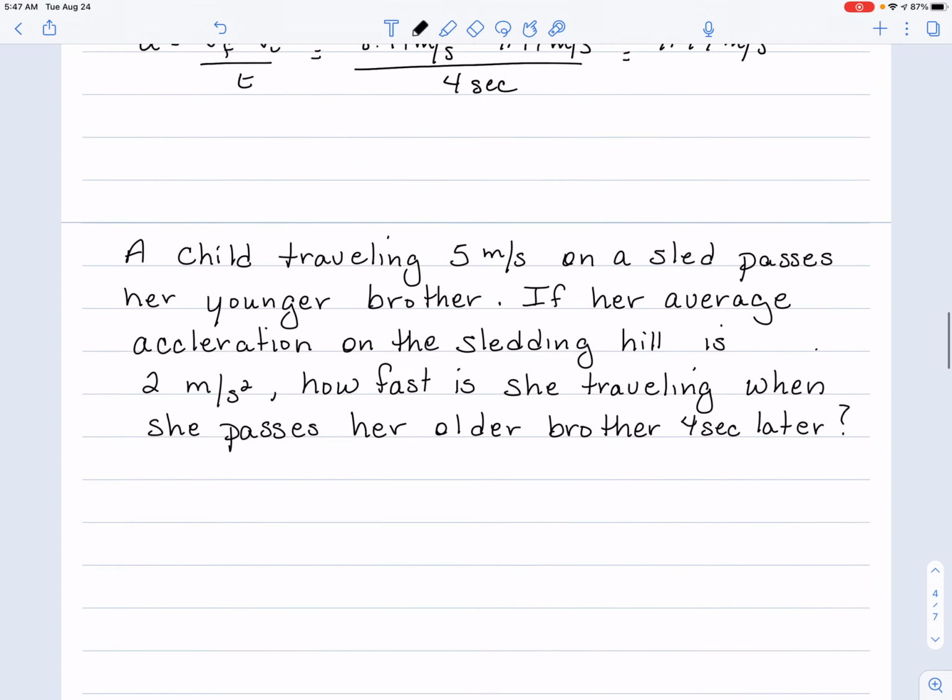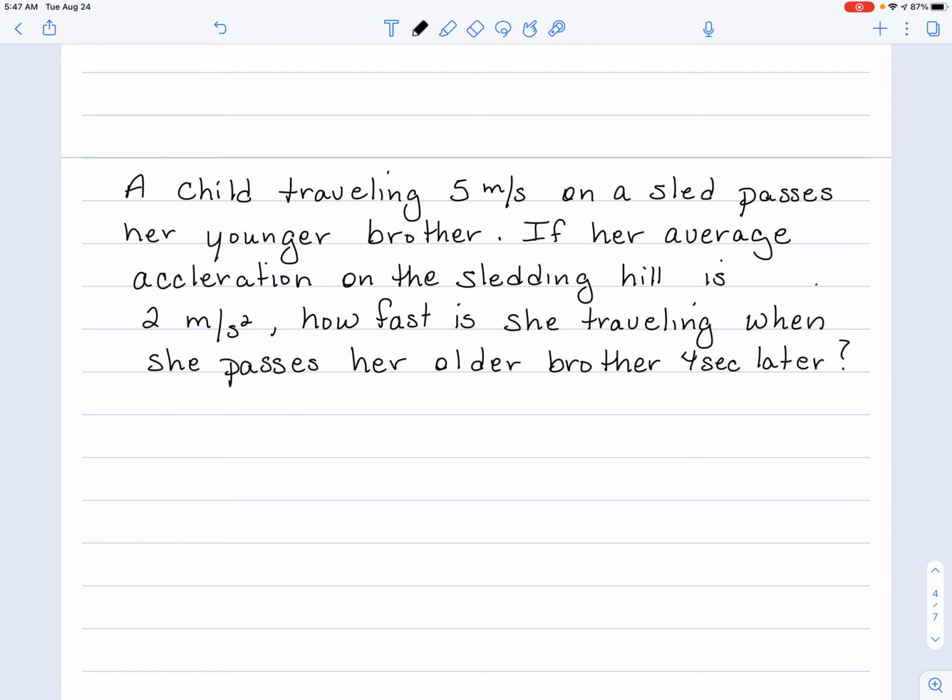Okay, let's do one other problem with acceleration. Here we have a child traveling 5 meters per second on a sled passes her younger brother. If her average acceleration on the sledding hill is 2 meters per second squared, how fast is she traveling when she passes her older brother 4 seconds later?